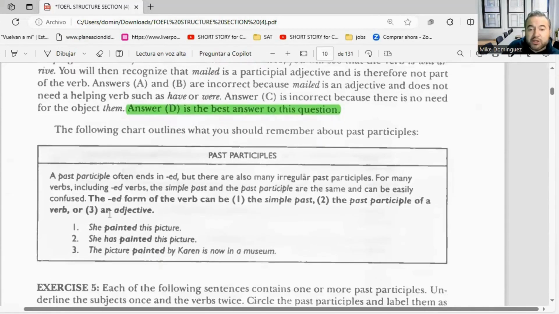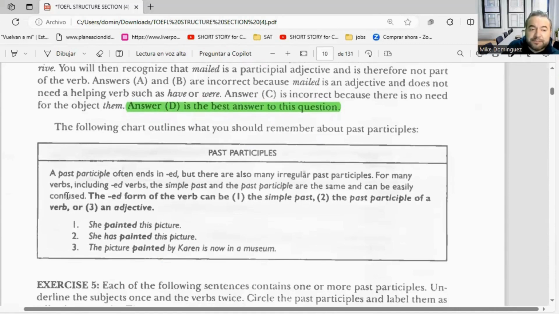So this is the key concept chart. Past participle. A past participle often ends with the ed form, but there are also many irregular past participles for many verbs. For regular verbs, the simple past and the past participle are the same and can be easily confused. Okay, so the regular verbs are the same for past and past participle.